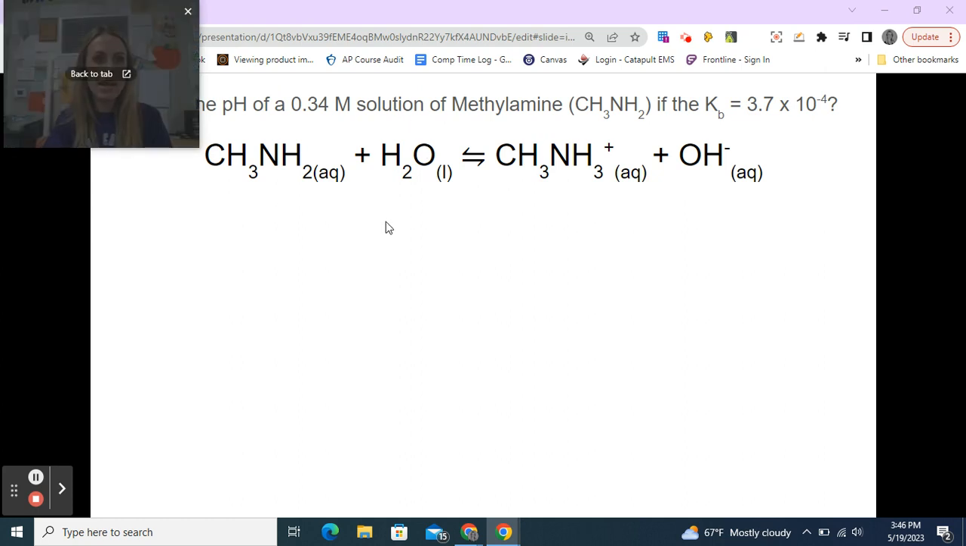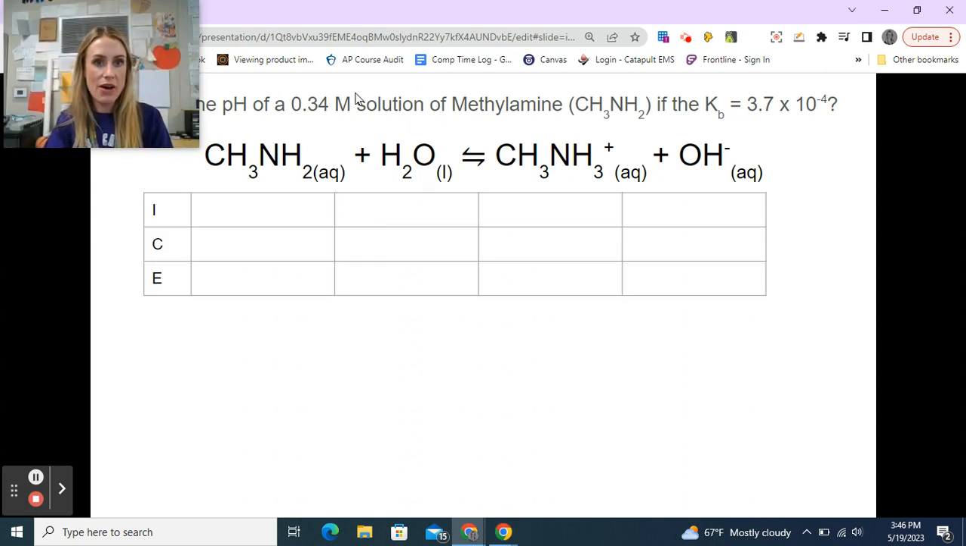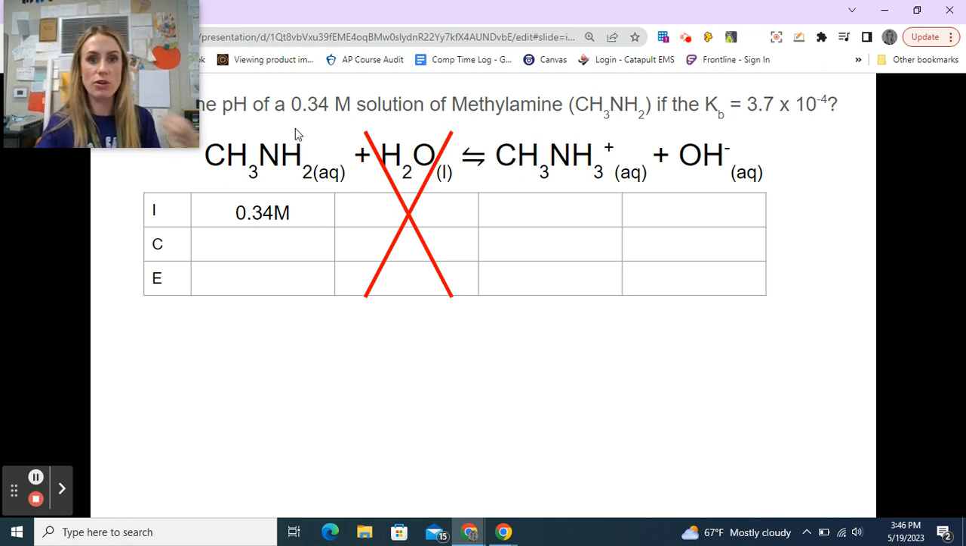So if we draw our ice table, we now can put this 0.34 molar in for our initial concentration of that methylamine. Again, I cross out the water liquid because it is pure water. It does not have a molarity. So I don't have any product yet. I put 0 and 0 in my initial quantities for product. I know my change will be, since it's a 1-to-1-to-1 ratio, just minus X for my reactant because I'm losing reactant to make product. And then it'll be plus X and plus X for my two products.